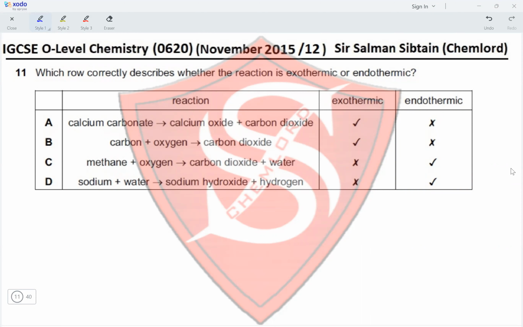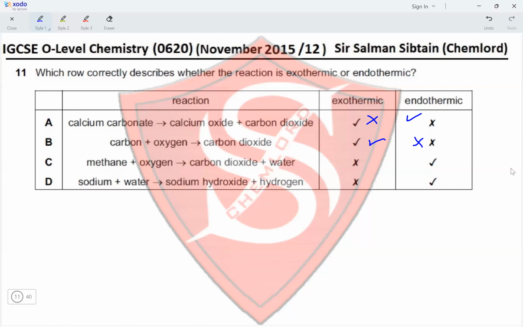So this is decomposition, and decomposition requires heat energy to break the lattice of the ionic salt so that CO2 gas can be removed from it. So this should be an endothermic reaction and not an exothermic reaction. Next, carbon plus oxygen gives carbon dioxide. This is a combustion reaction, and combustion reactions are always exothermic and never endothermic.